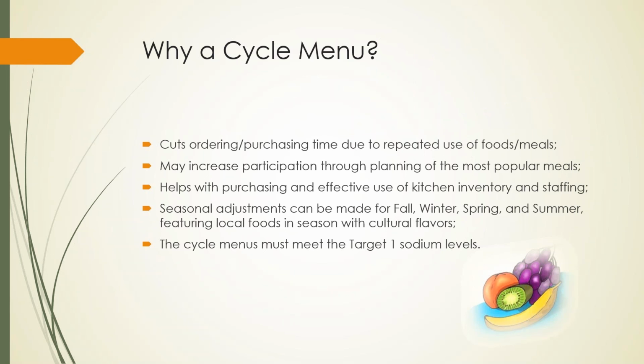So if you need to cut your ordering and purchase time, again, the cycle menus will allow you to do that because you're repeating the same foods and the same sequence of foods and just rotating that throughout the menu for the school year. You can increase your participation because you can start to look at the planning of your most popular meals in your lunch service program. It can help you with purchasing and the effective use of your kitchen inventory and your staffing. And keep in mind, you can still make seasonal adjustments once you have cycle menus in place for fall, winter, spring, and summer, or if you have any local foods or any local events happening in your school districts or RCCIs. And just a gentle reminder that the cycle menus must meet the target 1 sodium levels.